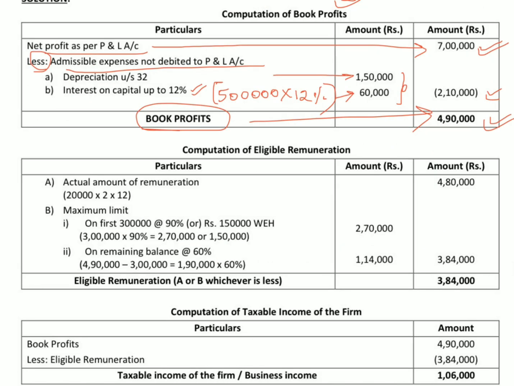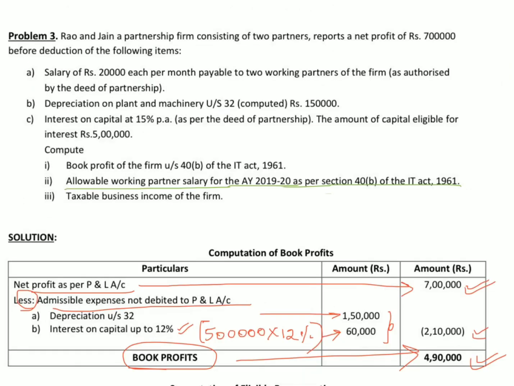To calculate eligible remuneration, we have to consider two important points. One is actual remuneration and another one is the maximum limit. Actual remuneration includes salary, bonus and commission given to all the partners of the firm, that is, working partners. So in this problem we have a salary of 20,000 each per month payable to two working partners of the firm.